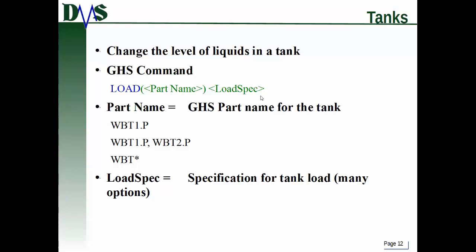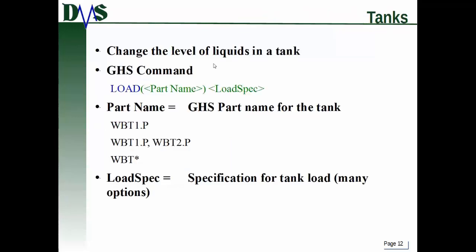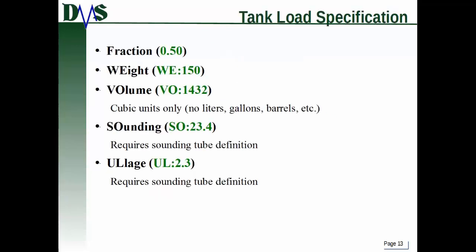Now you have your load specification. There are many different options for how to specify the load of a tank. Here are just some of the most common ones. So the first option is just a straight fraction. So fraction 0.50. So if I said load WBT1.P 0.50, what that's saying is our WBT1.P should be filled up until half of its volume is full. Half of its volume. Okay.